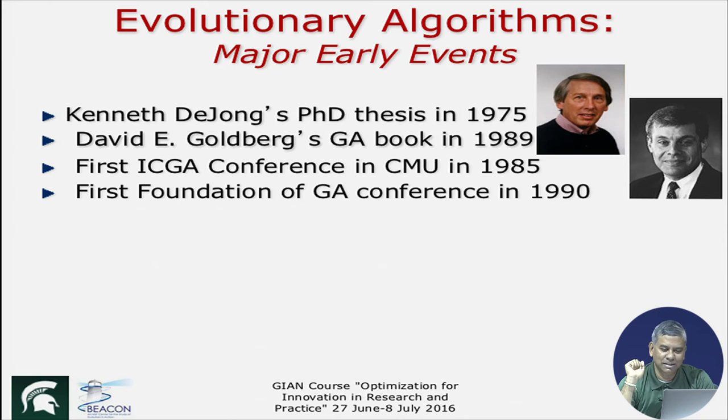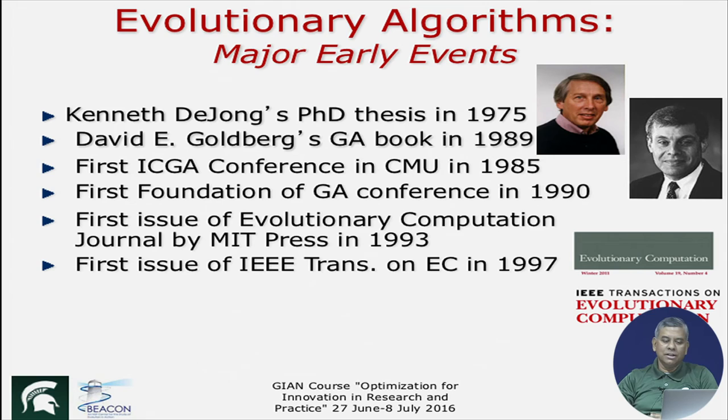So we started from that, and people thought we should make some theoretical advancements, much more than what we had before. So this conference called FOGA started, Foundations of GA, still continuing every even year, focusing only on theory. In terms of journals, our first journal was started by MIT Press in 93, and Ken De Jong was the first editor-in-chief. And then in 97, IEEE picked up and started the Transactions on Evolutionary Computation. Both of these journals have very high impact factors.